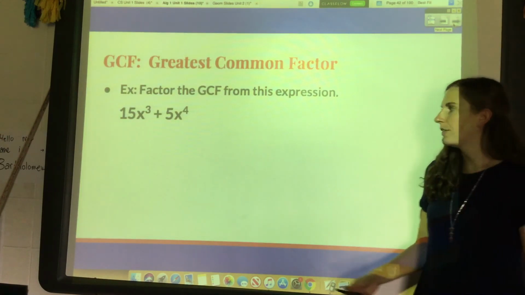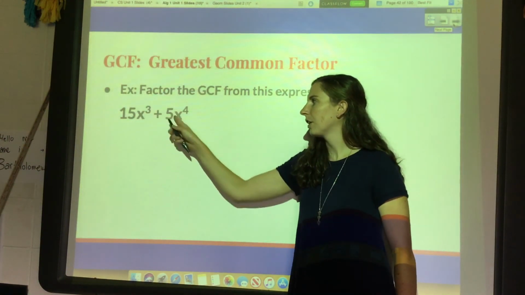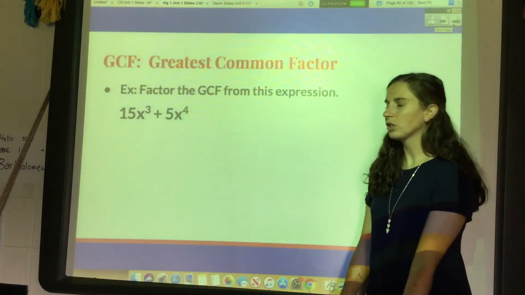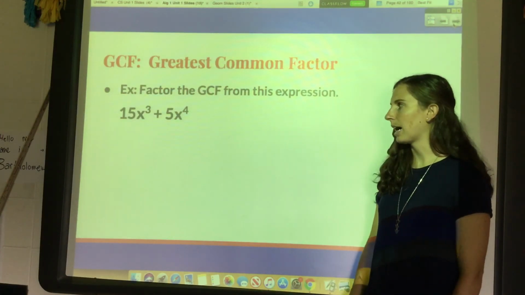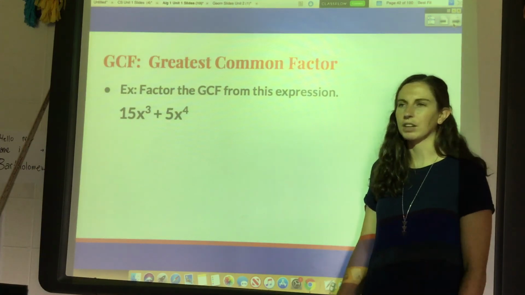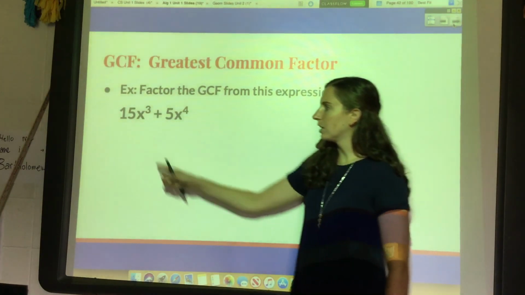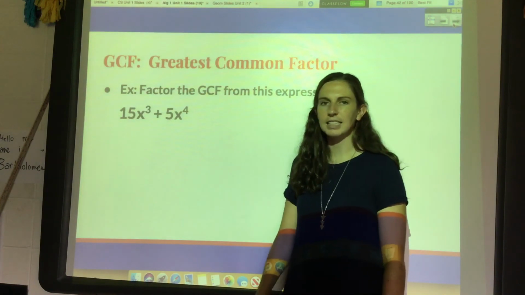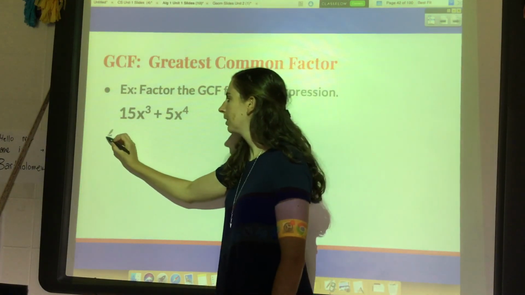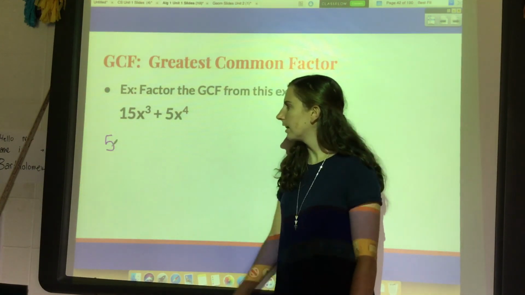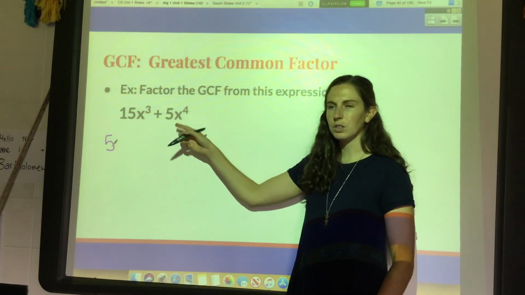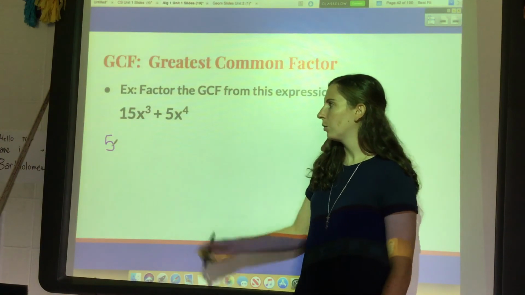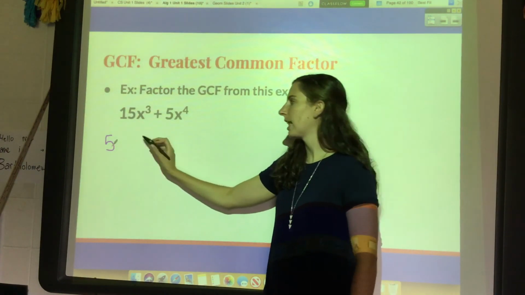So if I wanted to factor out a GCF from this expression, first I need to find the GCF. What could I divide them both evenly by, like the greatest amount of stuff they have in common? I could divide them both by a 5, and that's the highest number possible. And this one has 3 x's, this one has 4. So the most I'll be able to take out would be 3, because I can't take any more than that.